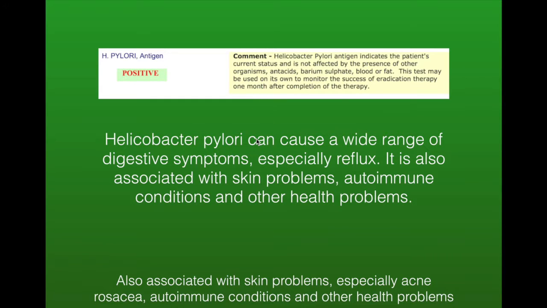Helicobacter pylori, we mentioned, is a bacterial infection that occurs in the stomach. While it can cause a lot of digestion problems, in particular reflux, it's also associated with things like acne, rosacea, autoimmune conditions, and other skin problems. Once again, symptoms can come and go, so it can be a hard one to detect. It can be tested with a breath test, but the most accurate way of testing Helicobacter pylori is with the stool antigen test.